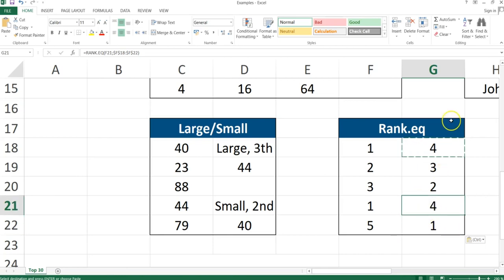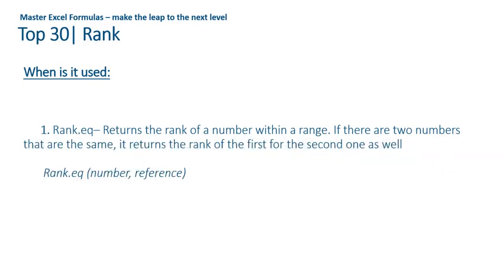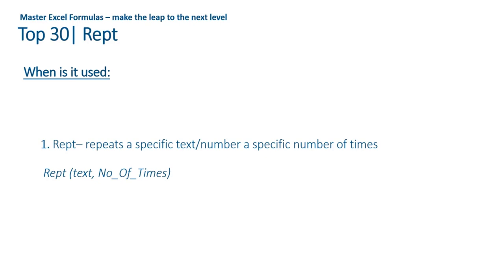Now as you can see, we have 4 and 4 because the 1 and 1 are basically the same number. That's why we use the RANK.EQ formula, because it gives us the same rank for a number that is repeated more than once within our range or array. Okay, now let's go to the next formula, which is the REPT formula.